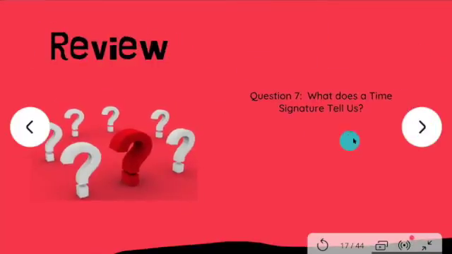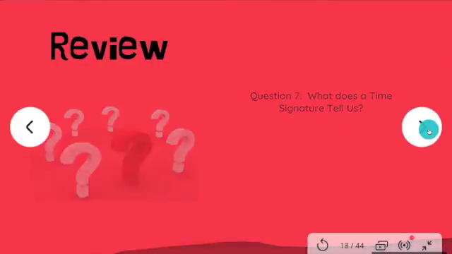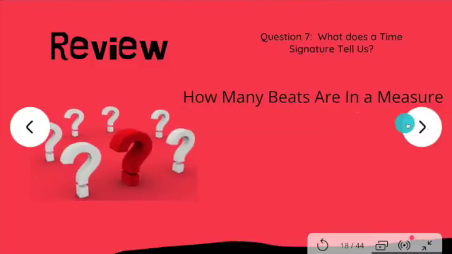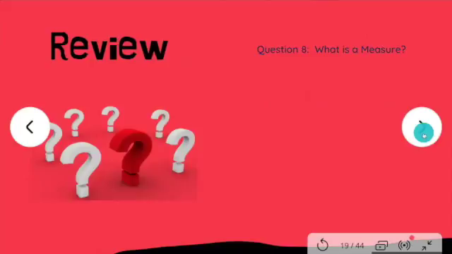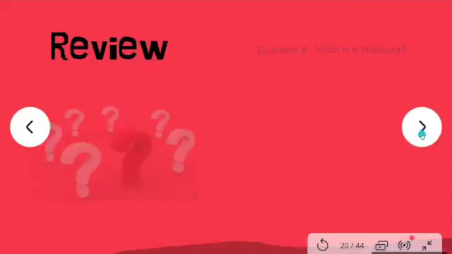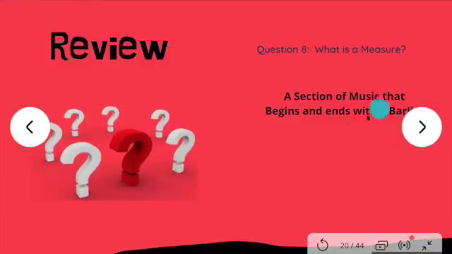Number 7, what does a time signature tell us? Well, the time signature tells us how many beats are in a measure. Question 8, what is a measure? Well, a measure is a section of music that begins and ends with a bar line.